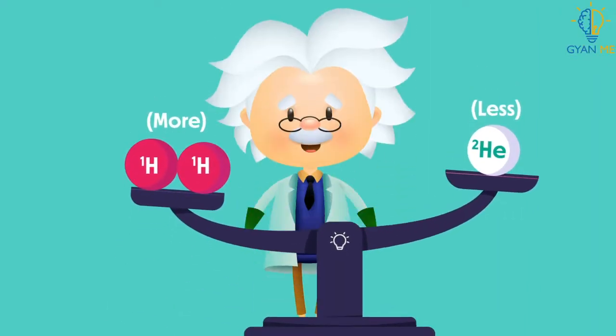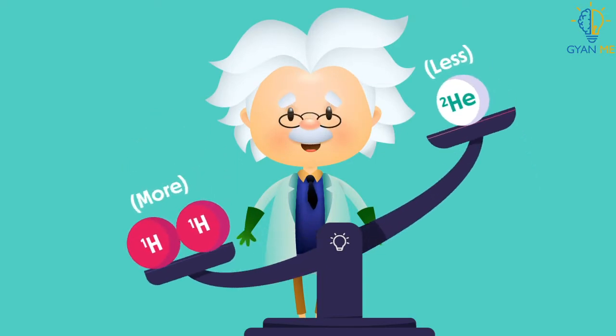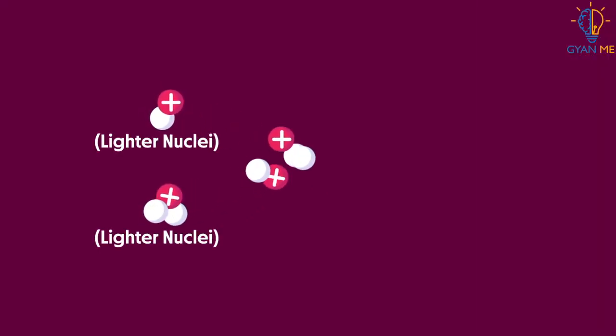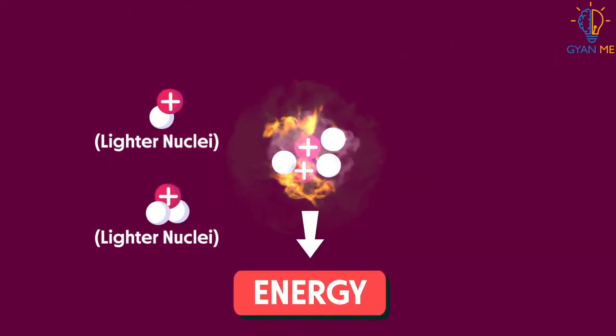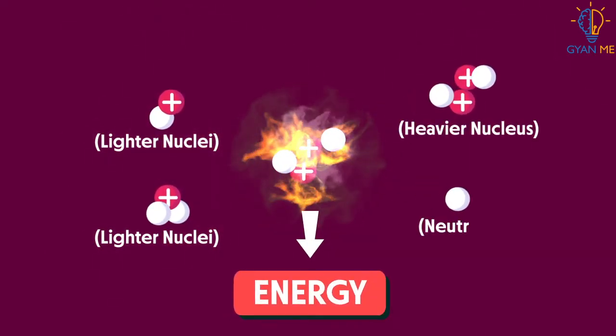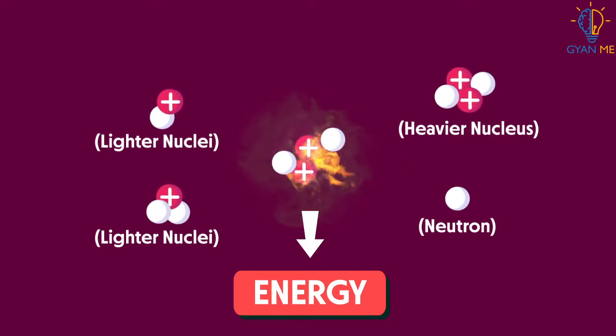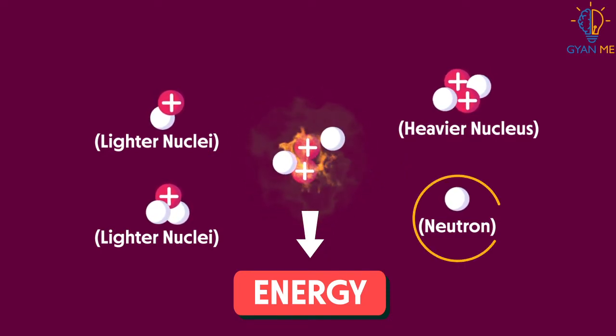According to Einstein's equation, the mass of the product is a little less than the sum of the masses of the original individual nuclei. In the nuclear fusion process, a neutron is released along with a large amount of energy, and no radiation is given out. Energy is released in the form of kinetic energy of the proton and neutron.